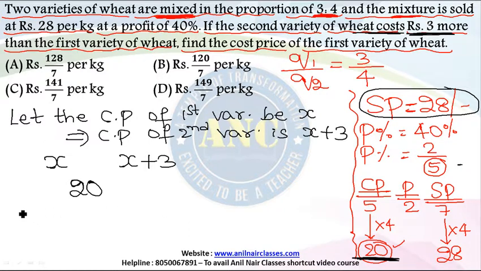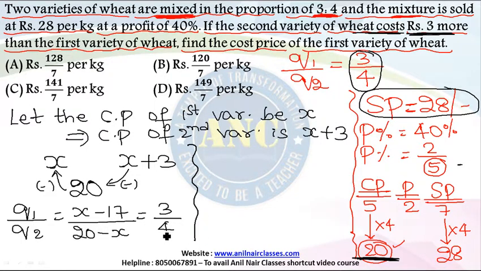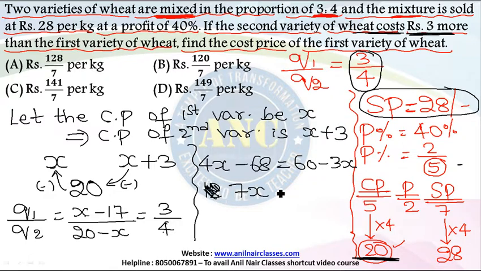Now you can alligate. So Q1 by Q2 now becomes equal to x plus 3 minus 20, which is x minus 17, divided by 20 minus x. But Q1 by Q2 is also given in the question as 3 by 4. Cross multiply and simplify, you will get the x value. This is 4x minus 68 is equal to 3 into 20, 60 minus 3x. This is 12x, sorry, not 12x, sir, 7x. 4x plus 3x is 7x. 7x is equal to 60 plus 68 is 128.